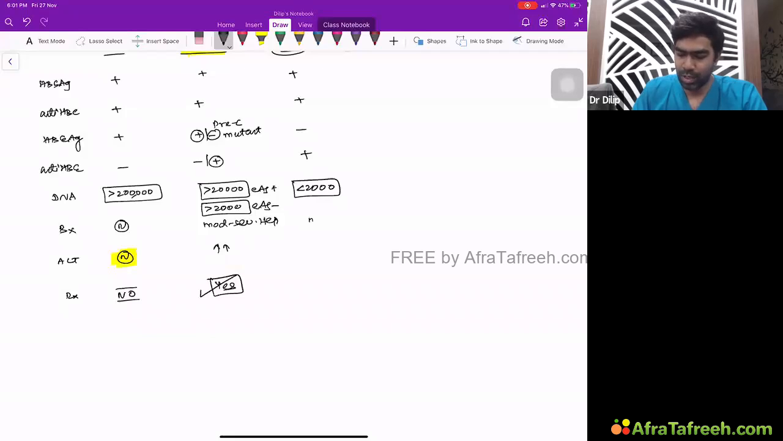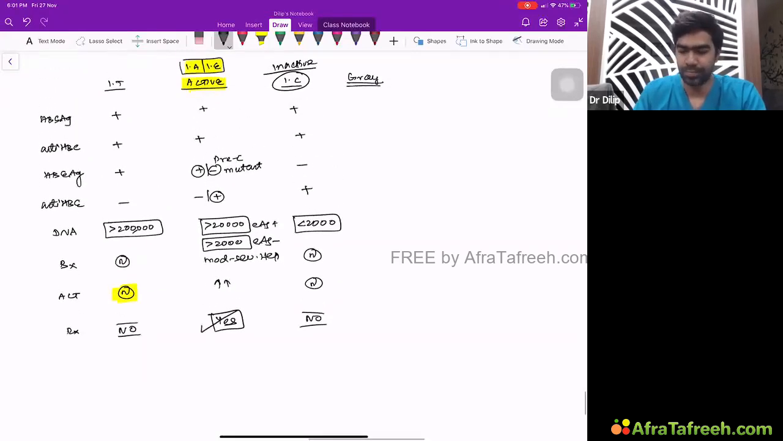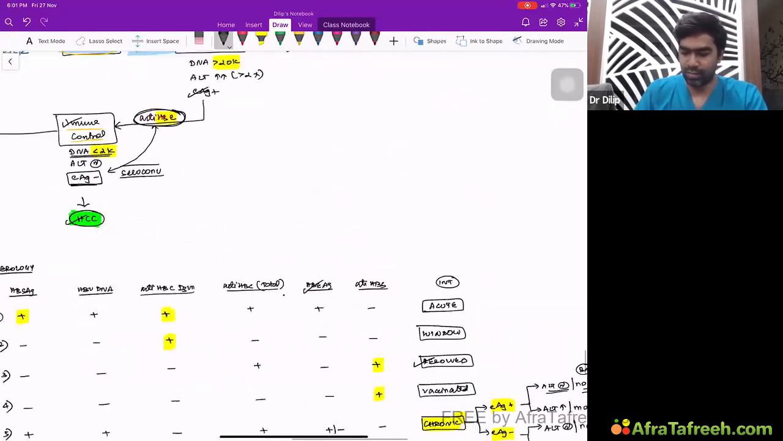And biopsy will be normal. There won't be any evidence of hepatitis. ALT once again will become normal. And once again, you don't need any treatment because the liver is not under any sort of threat here. So how to understand this? Let us go back to the stages and we see.